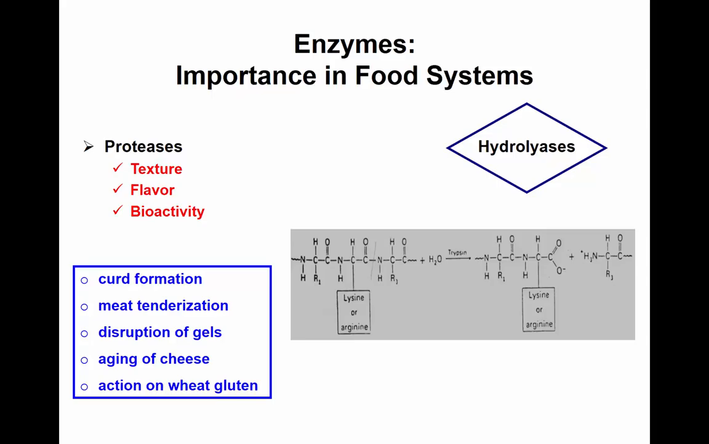Proteases is another huge class of hydrolases that have great and a lot of impact in food applications. So it impacts texture, flavor, and releases peptides that make the product more bioactive in terms of physiological benefits. But if we want to look at texture, for example, curd formation in cheese is done using enzymes, and we'll talk more about that process when we talk about dairy proteins. But you use chymosin or rennin enzyme to form the curd. Meat tenderization is also an impact on texture when you use papain or bromelain to tenderize meat steaks.